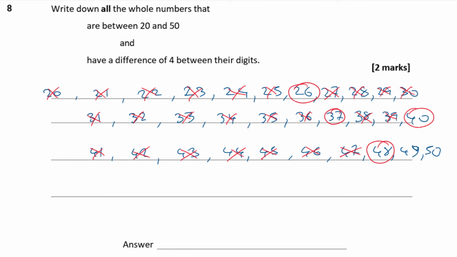That's got a difference of 4. That's got a difference of 5. That's got a difference of 5. Okay, so I found 4 of them.